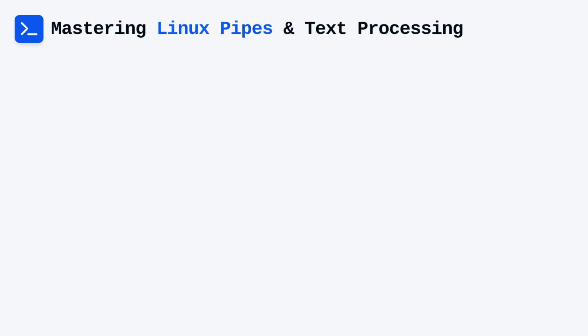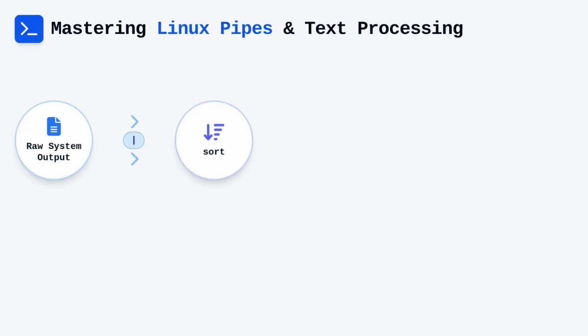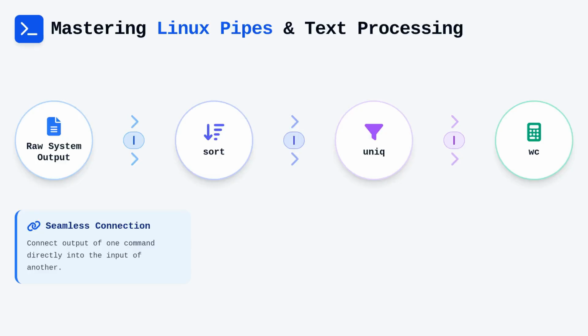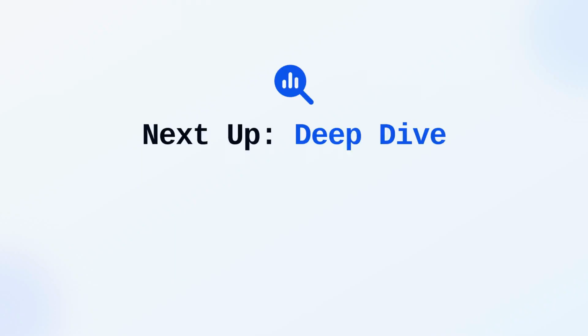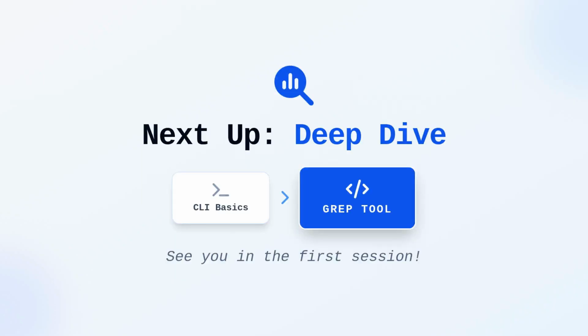To tie these concepts together, we will discuss how to implement pipes, which allow you to connect the output of one command directly into the input of another. This technique is frequently paired with sort, uniq, and wc to efficiently count lines, words, and characters, enabling you to extract meaningful insights from raw system outputs. Improving your fluency in these text processing tools will significantly reduce your workload and increase your efficiency when managing Linux systems. I will see you in our first deep dive into the grep tool.